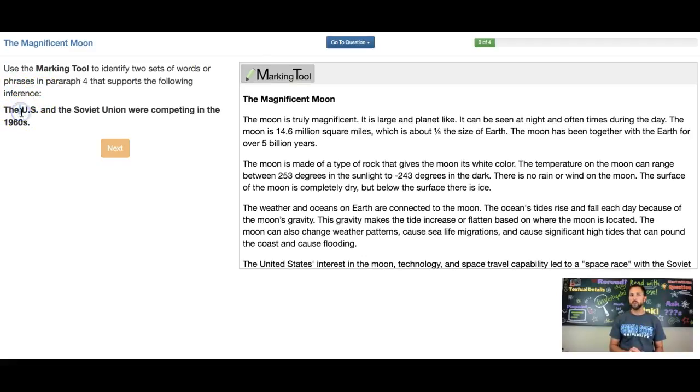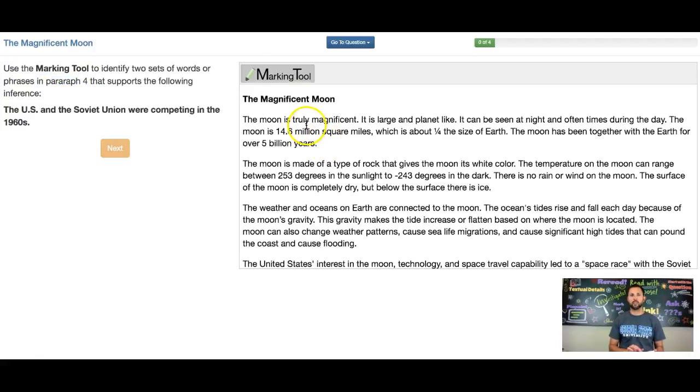So the inference is being given to you. The US and the Soviet Union were competing in the 1960s. The word I want you to focus on is competing. Competing is like they were going at it. They were trying to do things together or better than each other. And there is this idea of who is going to be the first or who is going to be better. So they're competing, okay? So let's go to paragraph 4 because remember, that's where the answer is going to be.